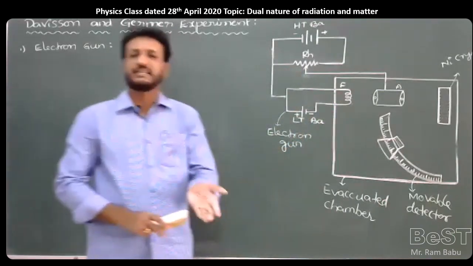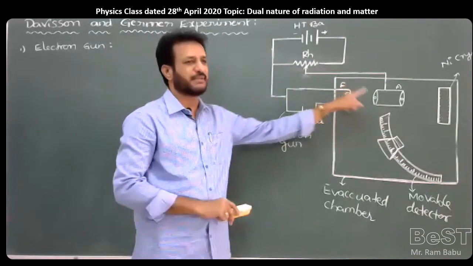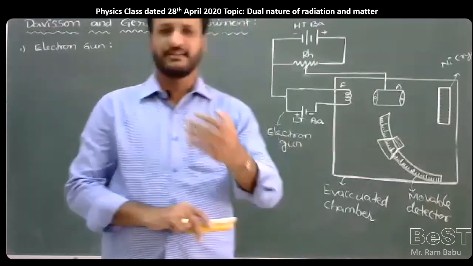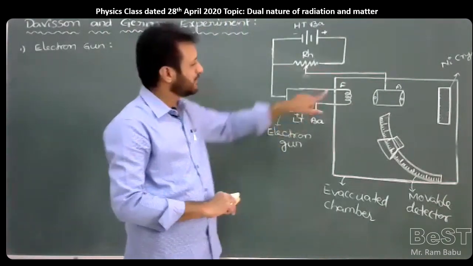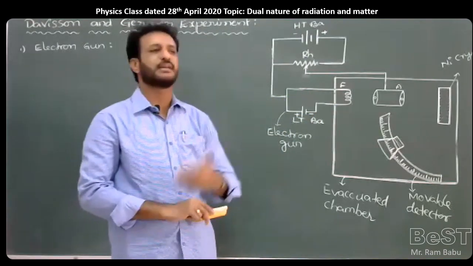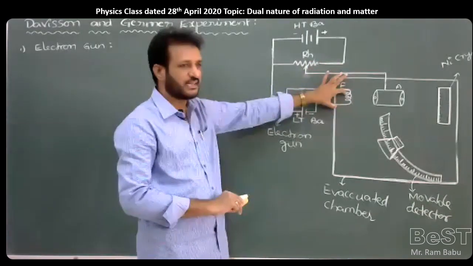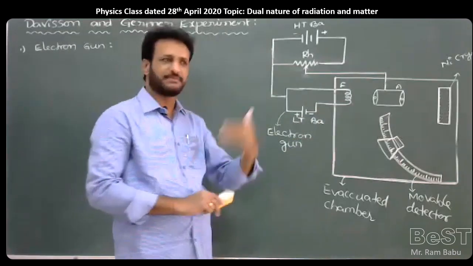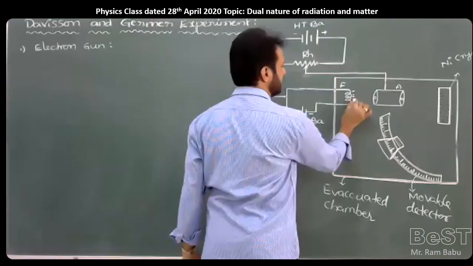The filament gets heated. Whenever the filament is heated, electrons are emitted from the filament, and that process is called thermionic emission. Earlier we already discussed the types of electron emission. The process of emission of electrons from the surface of a hot metal is called thermionic emission. Here also the electron gun filament gets heated, and because of the heating, electrons are emitted from the filament like this. So a number of electrons are emitted from the filament here.